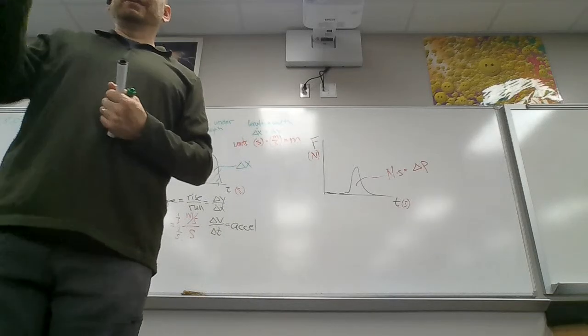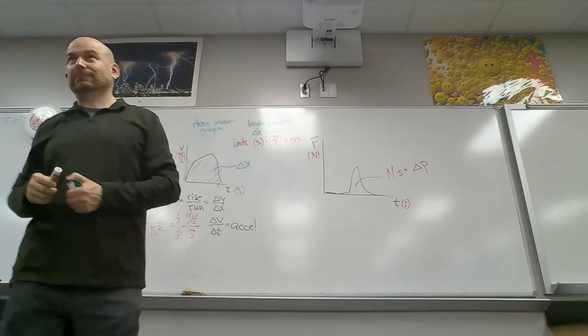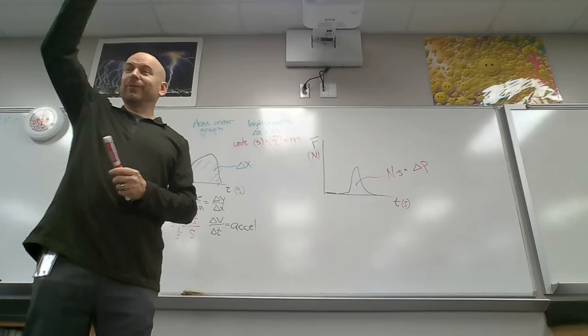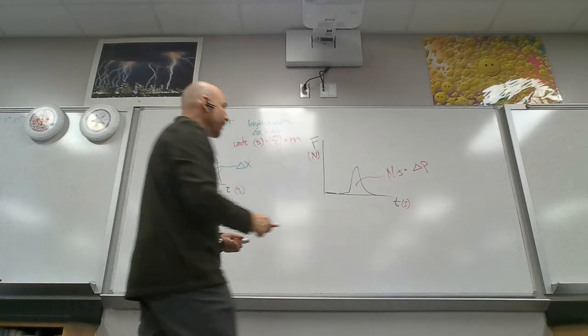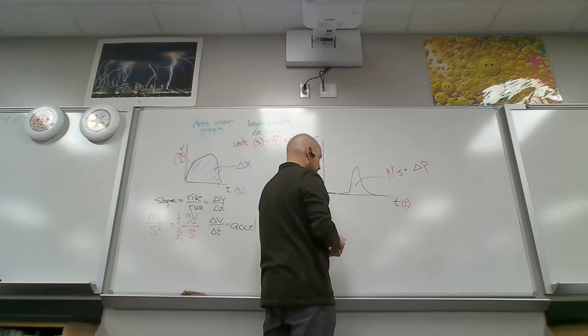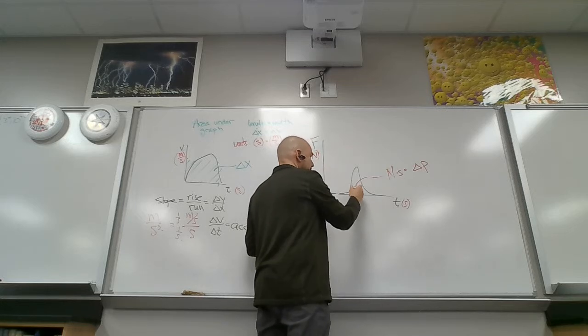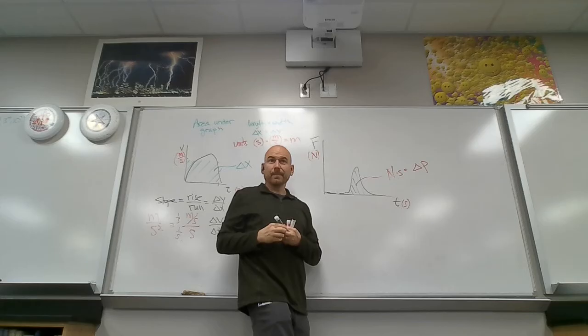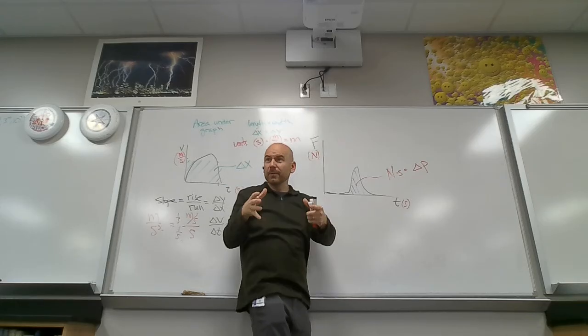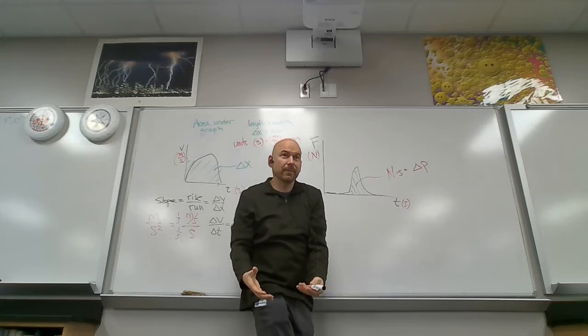Assuming your basketball didn't bounce, it just went from something to 0. Everybody's area under here should be identical. You okay with that? Because they have the same change in momentum. You went from moving in free fall to stopping at some point.